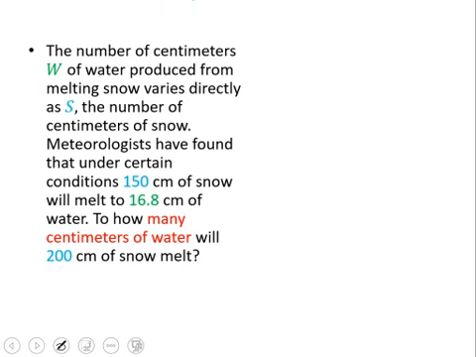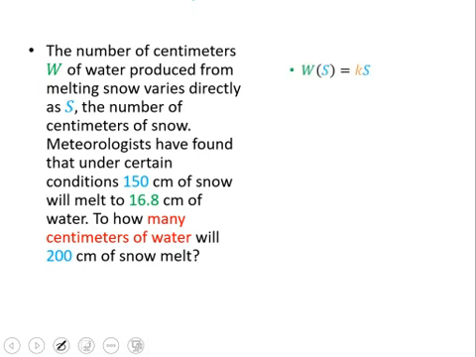The number of centimeters, W, of water produced when melting snow varies directly as S, the number of centimeters of snow. Meteorologists have found that under certain conditions, 150 centimeters of snow will melt to 16.8 centimeters of water. To how many centimeters of water will 200 centimeters of snow melt? Okay, so this is a direct variation that we're going to be looking at. So first thing we want to do is get our setup with our equation.